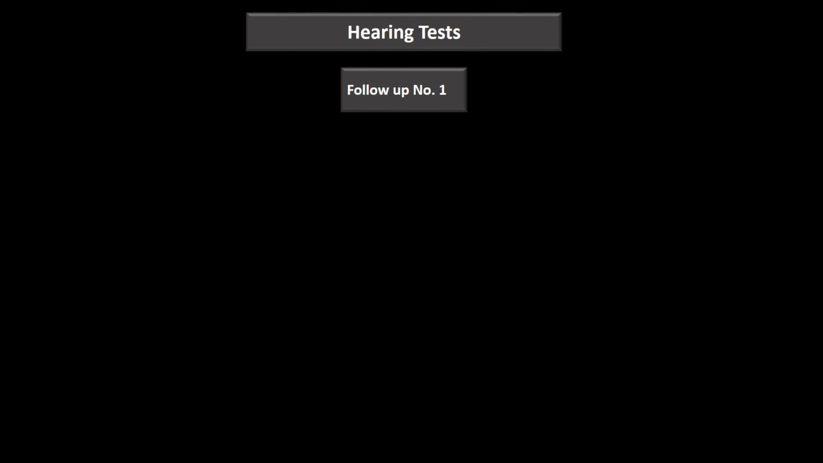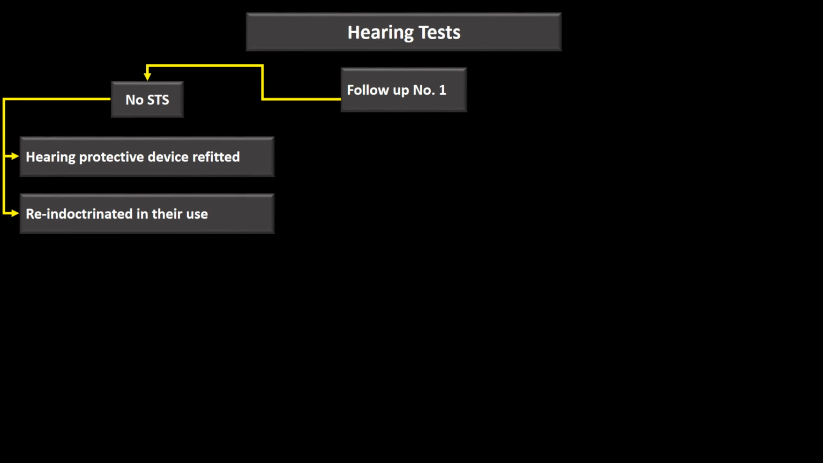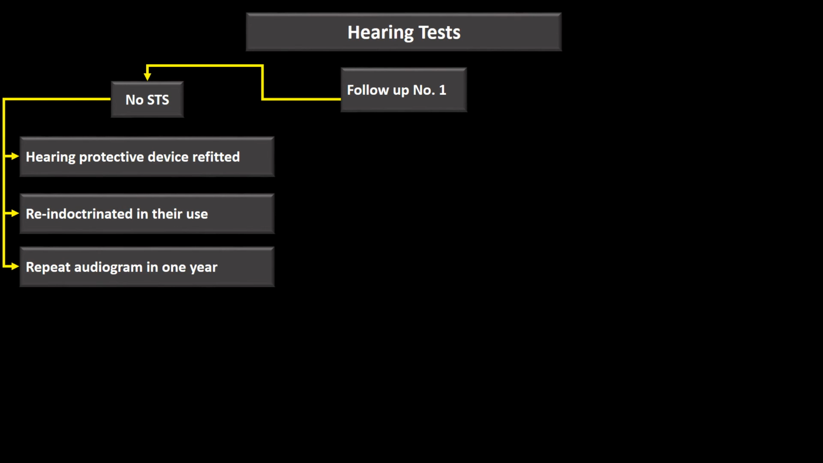So the follow-up process when you do have a significant threshold shift. If you follow up and there is no significant threshold shift on this second audiogram, we're going to go ahead and make sure that your protective device is refitted. We're going to make sure that you're trained in its use, so we're going to re-indoctrinate you in the use. And then we're going to repeat the audiogram in 1 year. You just roll right back into the hearing conservation program like normal.